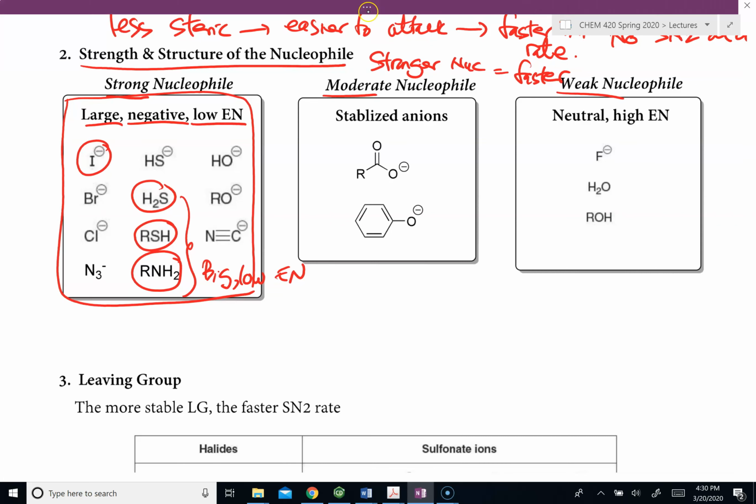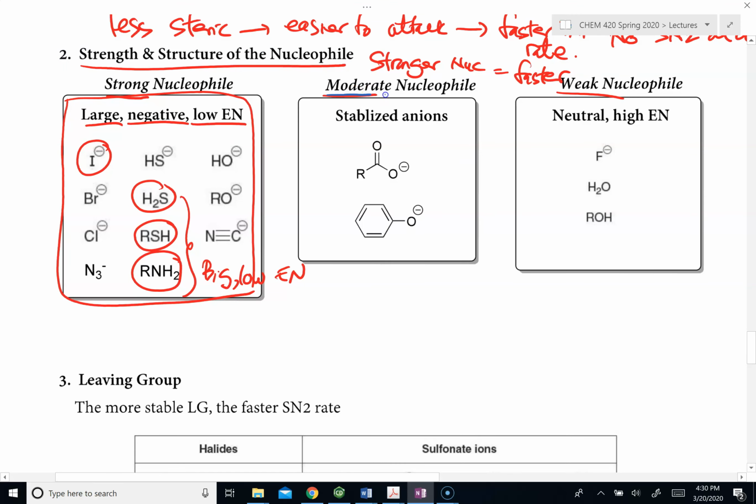And for moderate nucleophiles, this is where we see molecules that are rich in electrons. However, the electrons are stabilized. So one example is the carboxylate. Even though there is an electron on the oxygen, the electron on the oxygen in this case is very well stabilized by resonance. So if we were to draw out the resonance structure, we would see that this oxygen will be able to donate the electron to the other oxygen. So overall, the negative charge here is distributed between these two oxygens, thus reducing the electron density on this nucleophile.